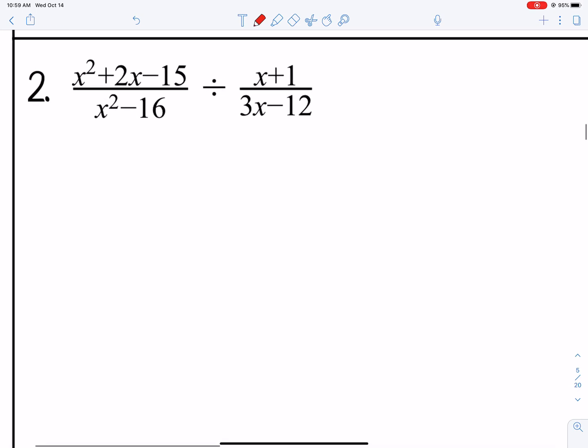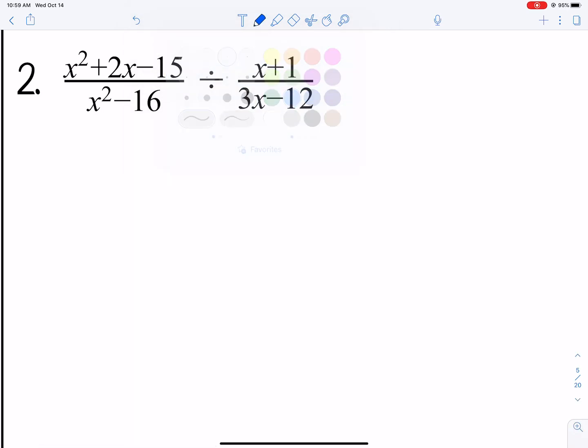Number 2. So for this one, let's start the same way. So you want to keep the first fraction like it looks. So I'm just going to rewrite it.